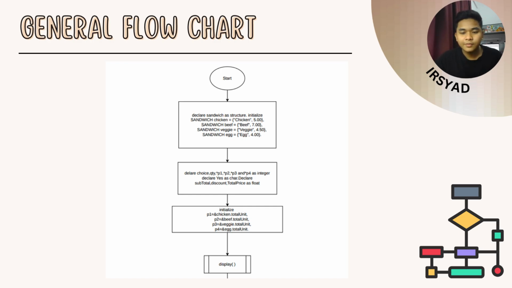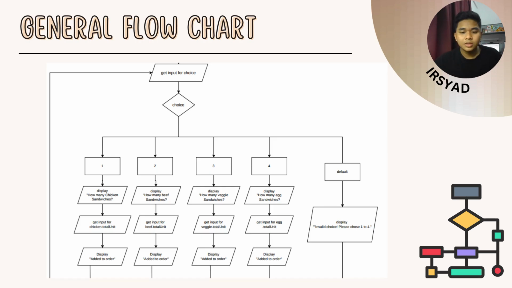This is my part. Okay, first, this flowchart introduces the initialization phase of the sandwich ordering system, where sandwich type and price are defined using structure, variables, and declared and initialized, and the system prepares to display the initial interface. Okay, next, this flowchart illustrates a simple decision-making process for ordering a sandwich, where the system prompts the user to select a sandwich type, input the quantity and confirm the addition to the order while handling invalid choices gracefully.